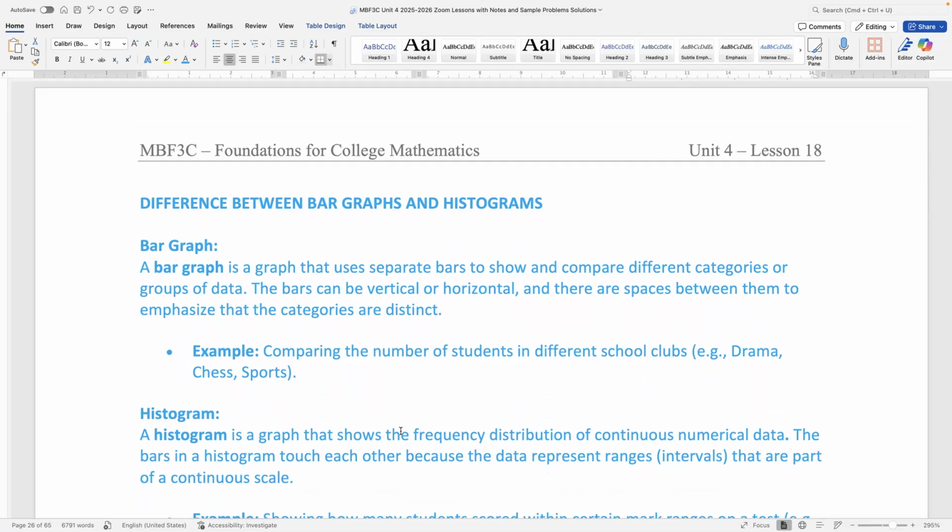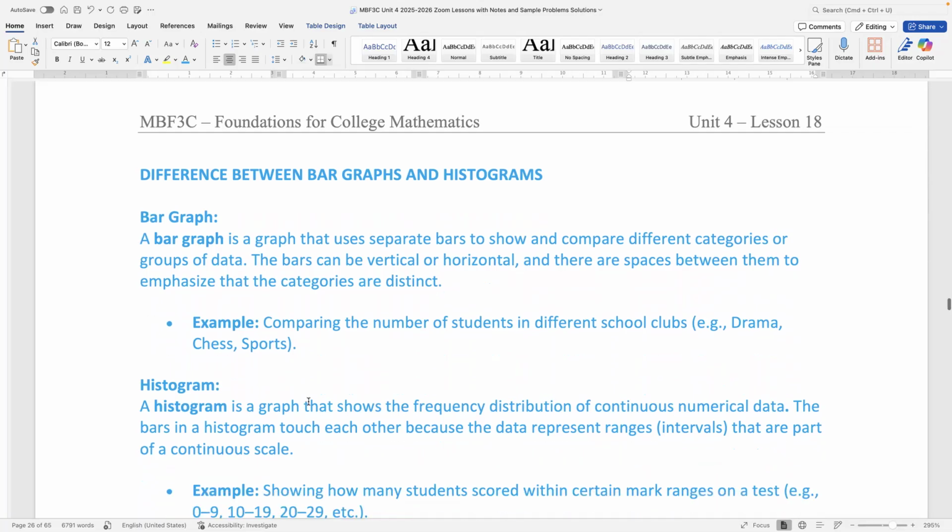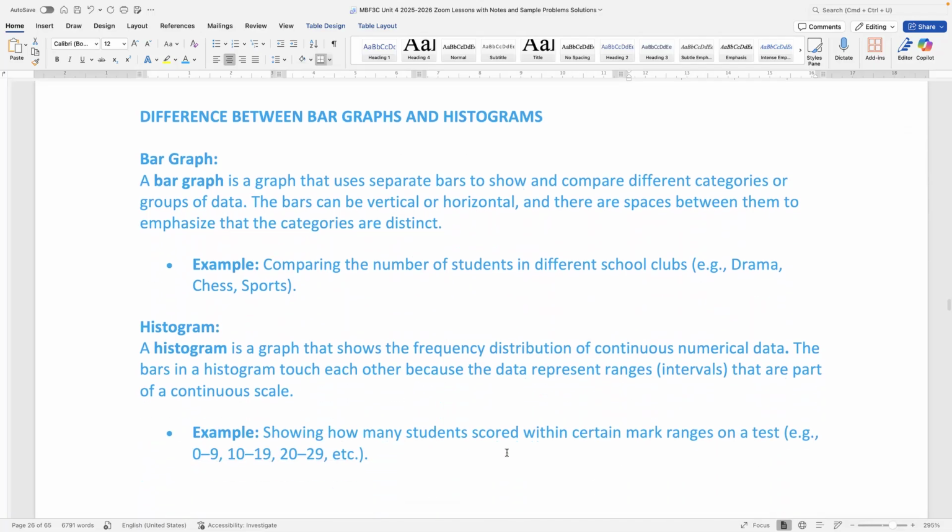So the bars in a histogram touch, so there's no gap between them. They touch each other because the data represents ranges or intervals that are part of a continuous scale. For example, showing how many students scored within each mark range on a test. So, for example, how many people got between 0 and 9, 10 and 19, 20 and 29, and so on. Between 9 and 10, there is no number. So, it's continuous data. That's why the bars touch and there's no gap between them.